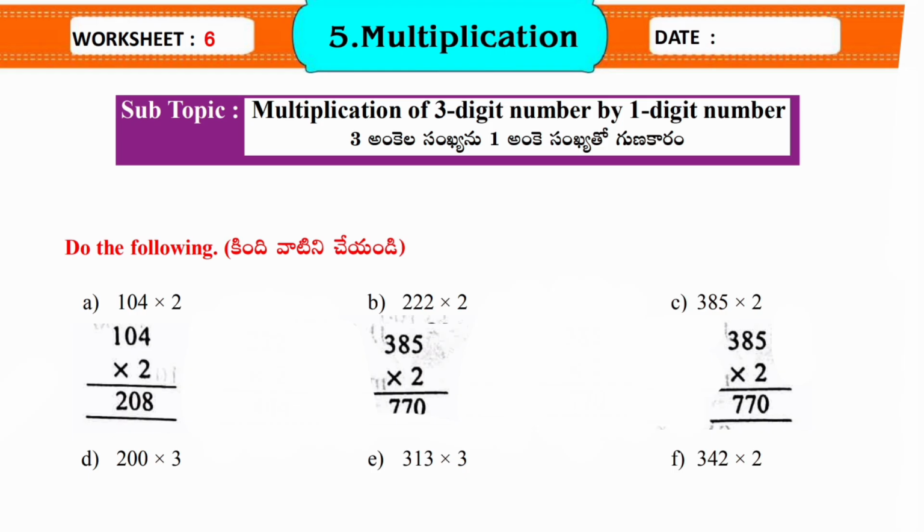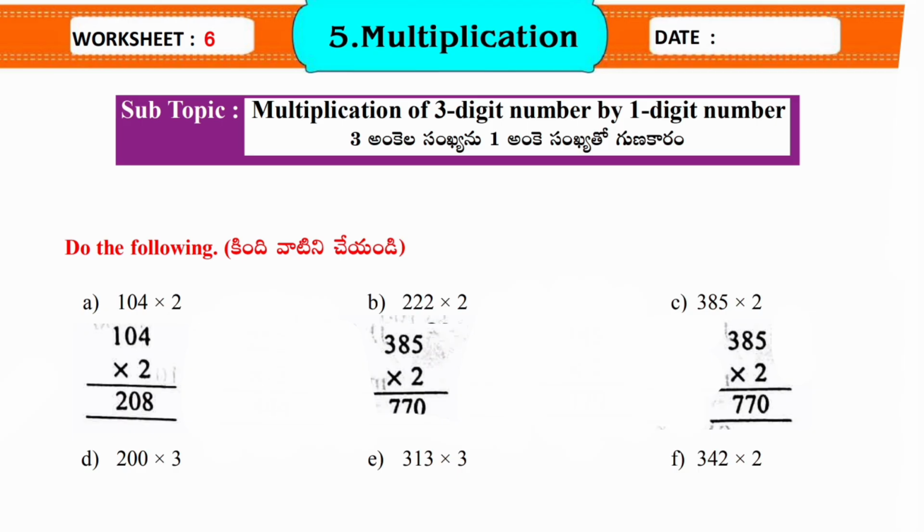So here the topic is multiplication of 3-digit number by 1-digit number. It is very easy, guys. Let's see. So first one is 104 multiplied by 2. So 2 4s 8, 200, 2 ones 2. 208 is your answer. Next one, 222 multiplied by 2. So 2 2s 4, 2 2s 4, 2 2s 4. So 444 is your answer.